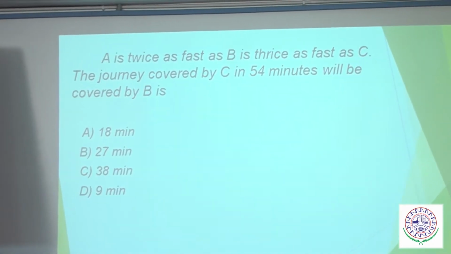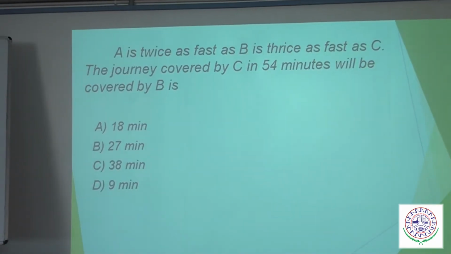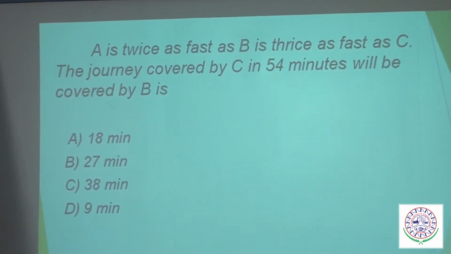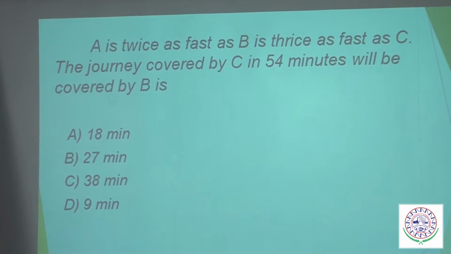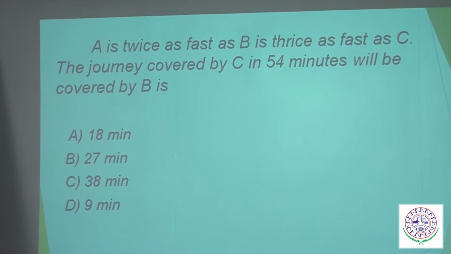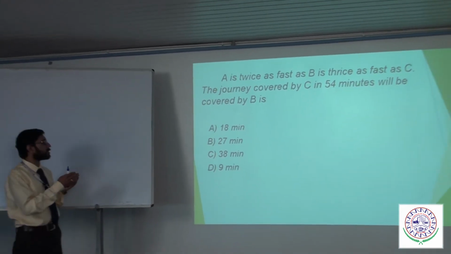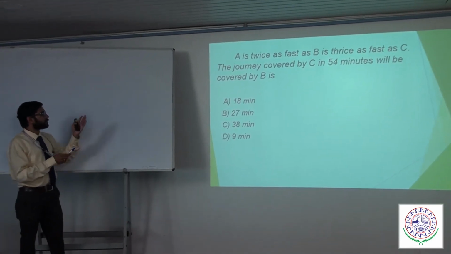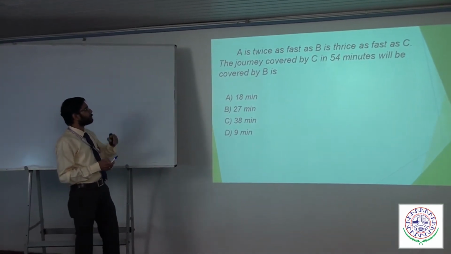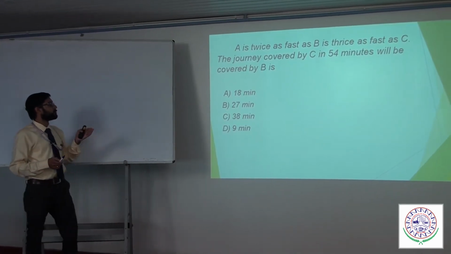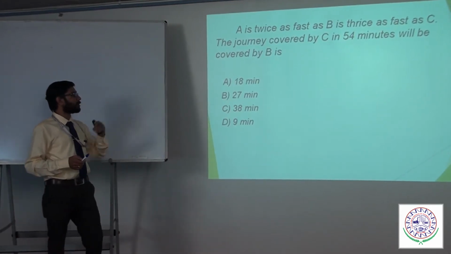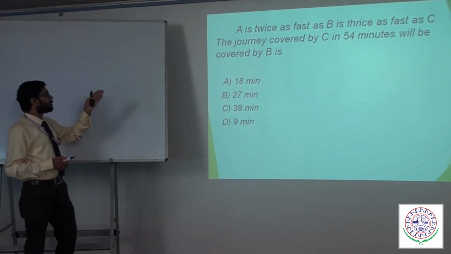The second question is: A is twice as fast as B, and B is thrice as fast as C. The journey covered by C in 54 minutes will be covered by B in how much time? There are three people with different speeds covering the same distance. The relation between A and B is given, and also the relation between B and C, and what is asked is the time B takes for the journey that C covers in 54 minutes.